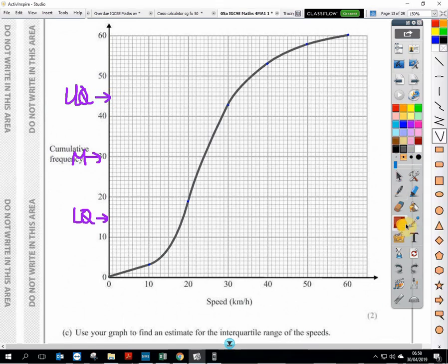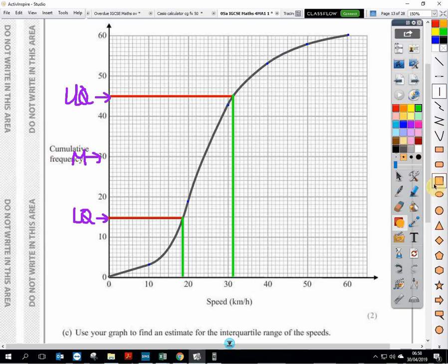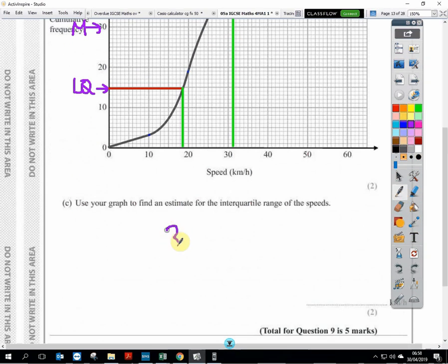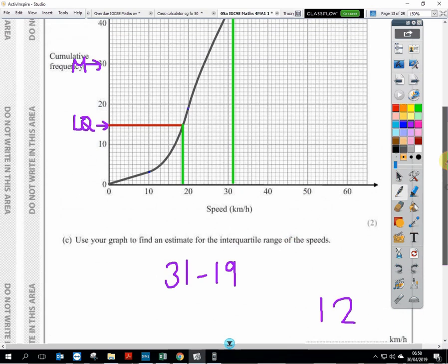In fact, you don't need to draw a line across at the median, but I like to mark it on anyway. So draw a line across at the lower quartile and at the upper quartile, and then draw a line down. These are your working outlines, quite important for the examiner to see where you're getting these numbers from. Okay, read the numbers off. So I get about 31 minus 19, so they're about 12-ish. Okay, in the mark scheme, as long as you have drawn correct lines, you'll be okay for this.